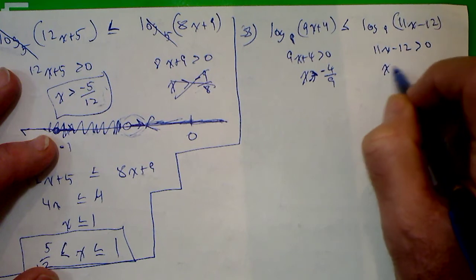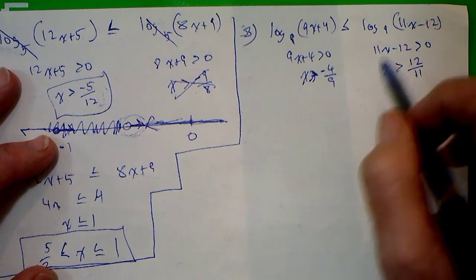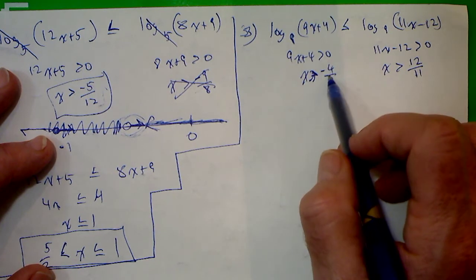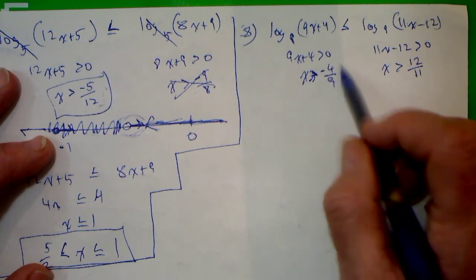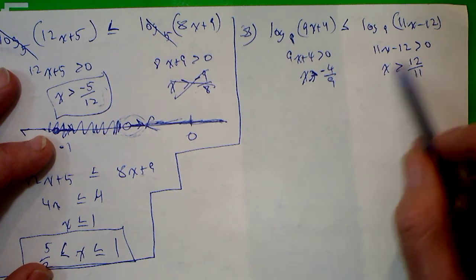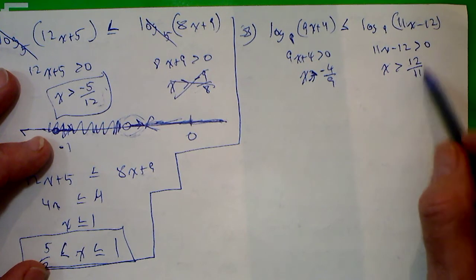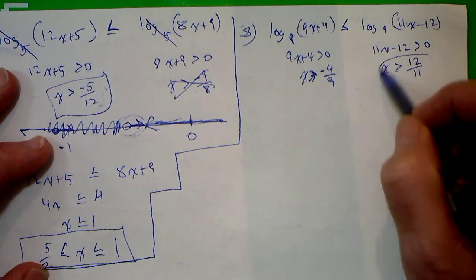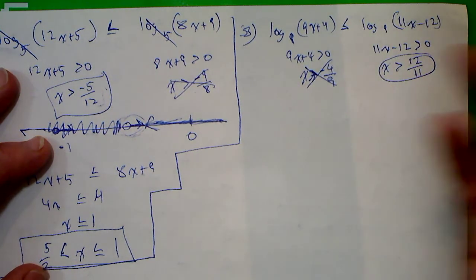Plus 12, divided by 11, x is greater than 12/11. All right, so those are the restrictions. So if it has to be greater than negative 4/9, negative 4.5 ninths would be negative 1/2. And greater than 12/11, that's 11/11 is 1, so it has to be greater than positive 1 and 1/11. So that is the one that you're going to use, not that. And is it even going to matter?